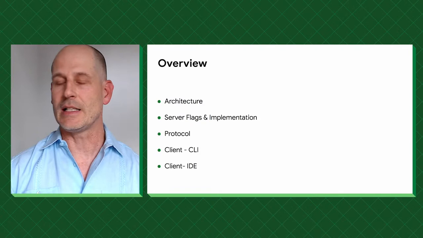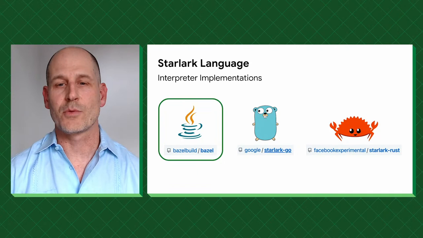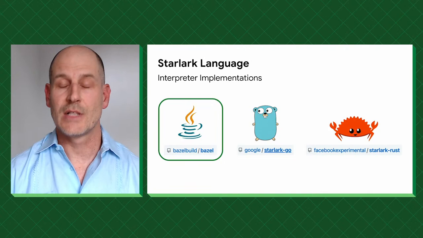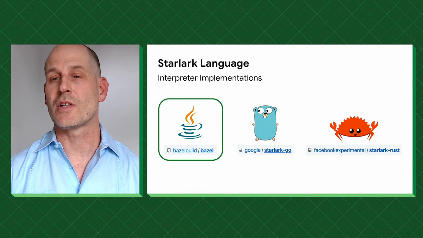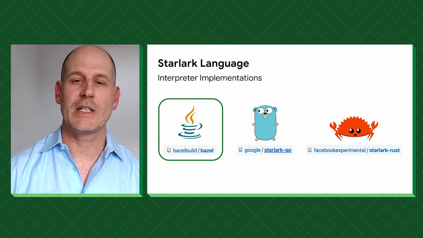Since we're talking about Starlark, it's worth mentioning there are three implementations. The one written in Java, which is inside the Bazel build code base. There's also a mature Go implementation, as well as a Rust implementation whose maintainership has recently transitioned to Facebook. All three have their own debugging capabilities, but we'll just be looking at the one inside Bazel today.